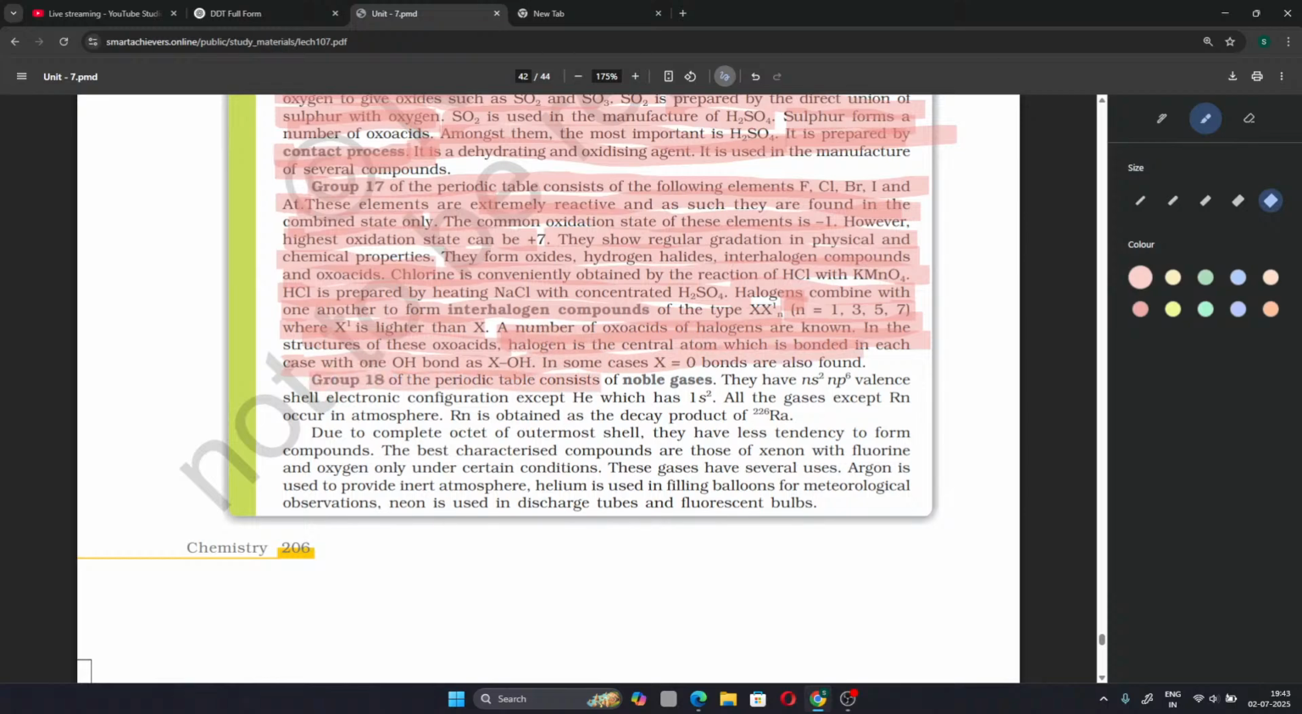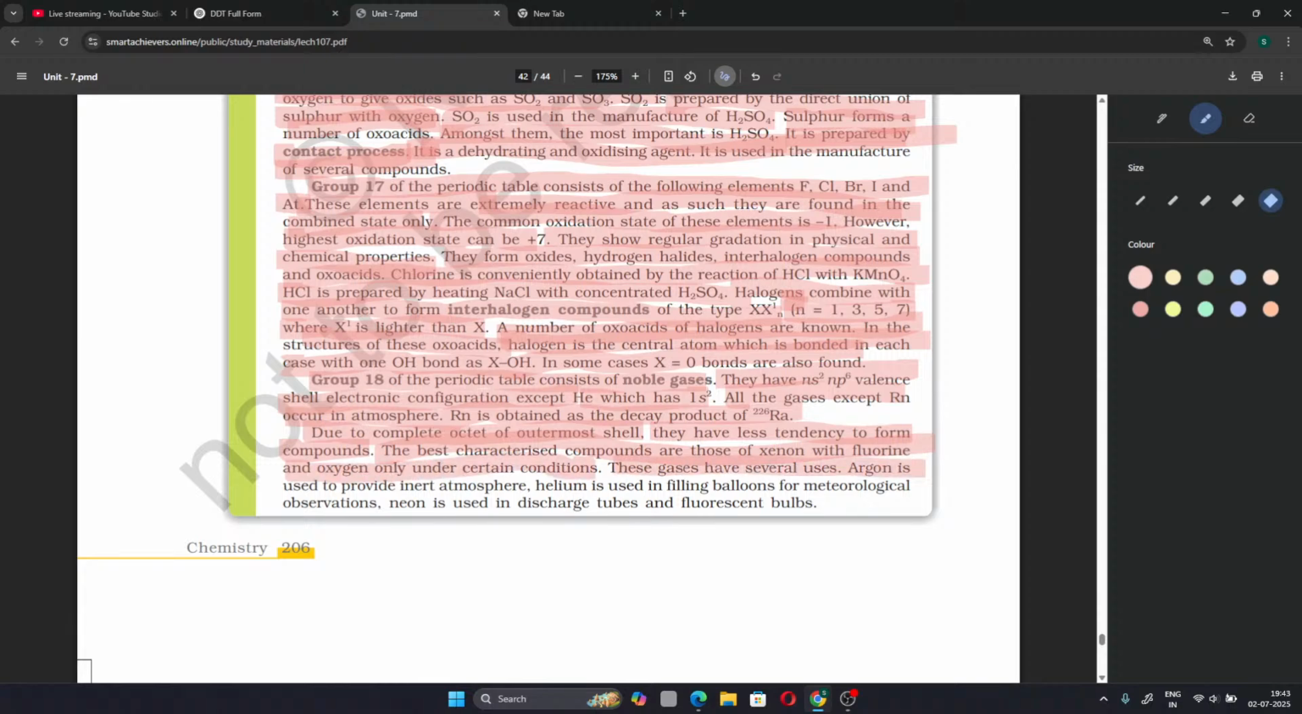Group 18 of the periodic table consists of the noble gases. They have ns2 np6 valence shell electronic configuration, except helium, which has 1s2. All these gases except radon occur in the atmosphere. Radon is obtained as a decay product of radium-226. Due to the complete octet of the outermost shell, they have less tendency to form compounds. They show one of the highest positive electron gain enthalpies. The best characterized compounds are those of xenon with fluorine and oxygen, only under certain conditions.